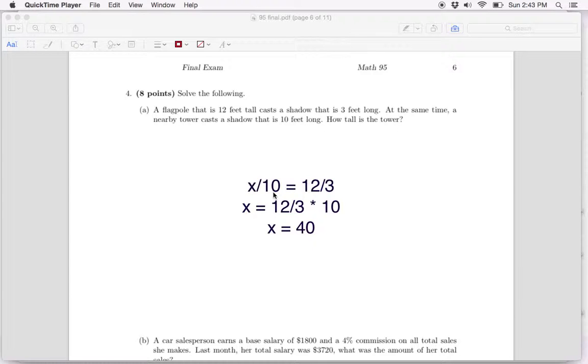So I've got height over shadow for the tower, so I've got height over shadow for the flagpole, so that's 12 to 3 for that. And then all I have to do is multiply by 10 because I have x divided by 10, so I multiply both sides by 10, and I've got that. 12 thirds is just 4, so 4 times 10, and I've got 40, in this case feet, 40 feet.